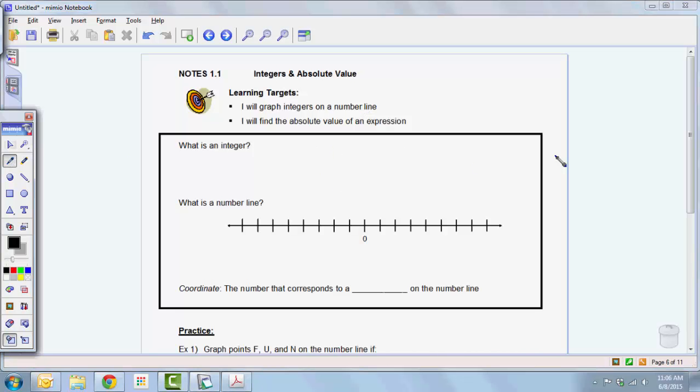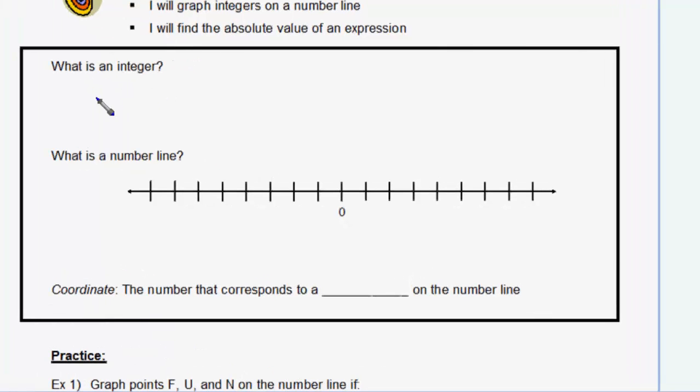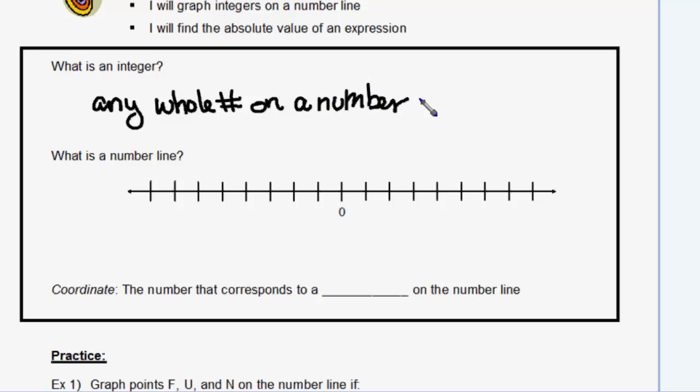We're going to talk about integers. So an integer is any whole number on a number line, and a number line is what you see below. There are decimals and fractions that are hidden in between integers on a number line, but an integer is considered anything that is on the number line listed as a whole number.